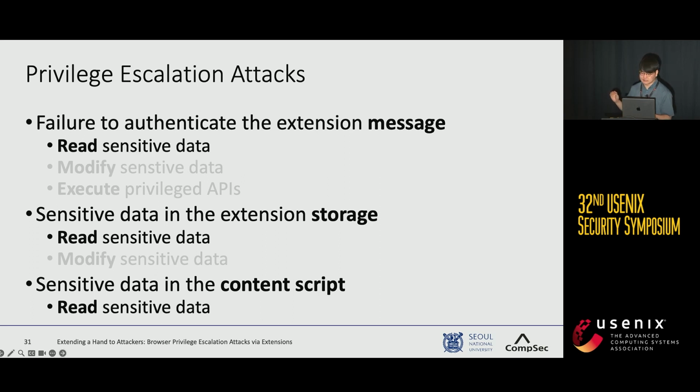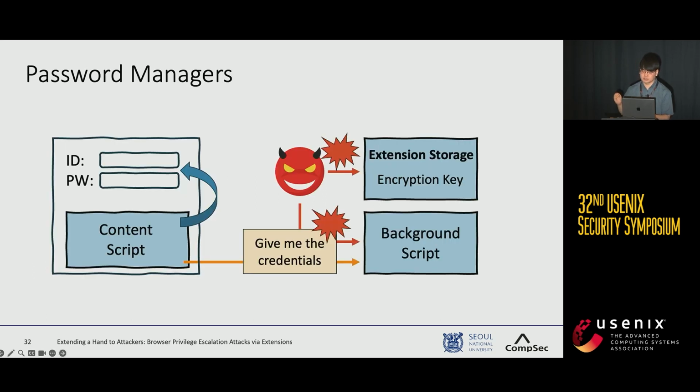First, there were vulnerabilities that allow reading sensitive data by spoofing the message, reading the extension storage, or reading the content script memory. For example, password managers use a content script to autofill the login field. The content script therefore requests the credential using an extension message. However, extensions don't validate this message, so the attacker can spoof it and request credentials for any site. Furthermore, we found that some extensions also store the encryption key that encrypts the password storage on the extension storage. So the attacker could steal the encryption key and therefore the passwords.